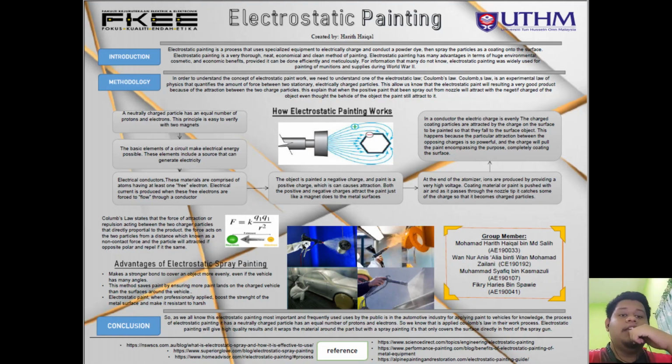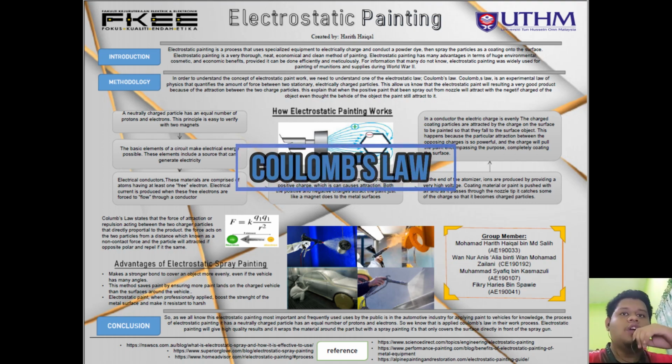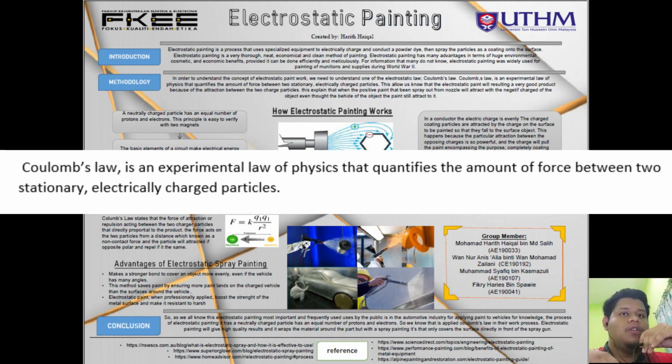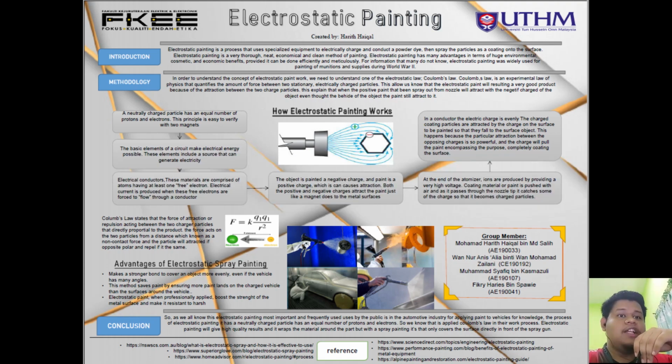So I'm going to present the methodology. In order to understand the concept of electrostatic paintwork, we need to understand one of the laws of electrostatics. It is Coulomb's law. So what is Coulomb's law? Coulomb's law is an experimental law of physics that quantifies the amount of force between two stationary, electrically charged particles, which means one has a negative charge and the other a positive charge.